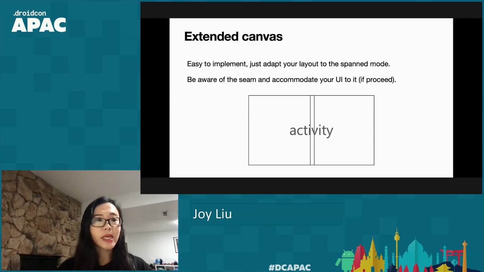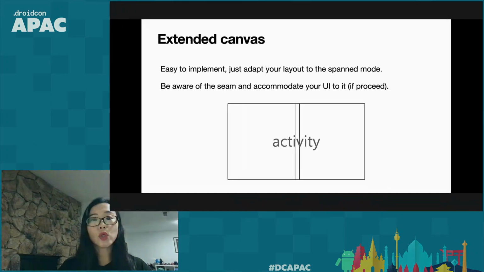For this pattern, it's actually very easy to implement. What you need to do is just span your application and let your activity take over both of the screens. And that's it. The only thing you may need to be aware of is your content may be covered behind the hinge between two screens, so you might accommodate your UI to make sure you don't miss anything.